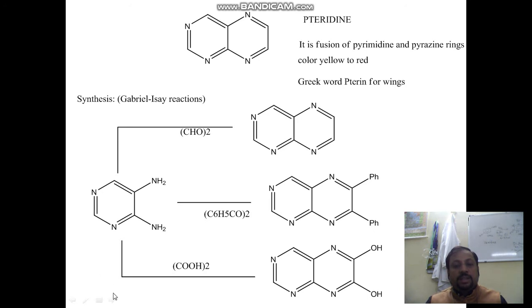And when it is treated with diacids, or we can say oxalic acid, oxalic acid will also give you the derivatized pteridine, where OH will come at positions 2 and 3. It's the Gabriel-Isay reaction. A lot of methods are available for this synthesis also. I have taken one of the methods, the Gabriel-Isay reaction, in which we take a diamine and an aldehyde or ketone or acid, any dicarbonyl molecule we may take.